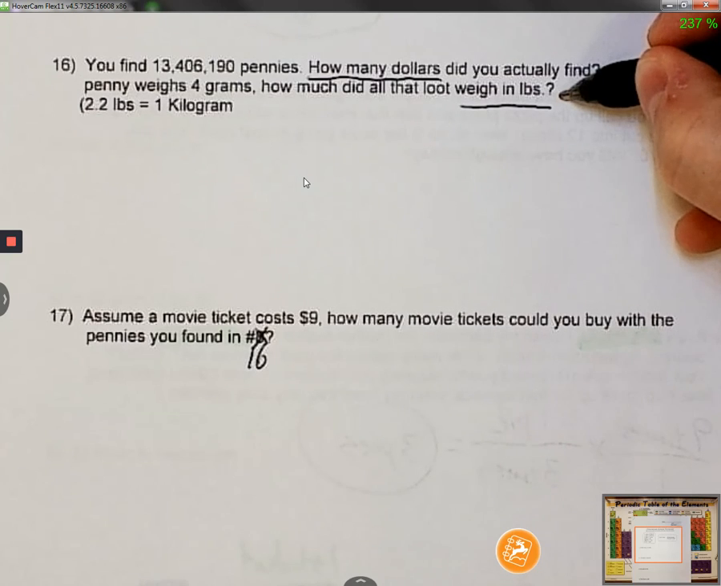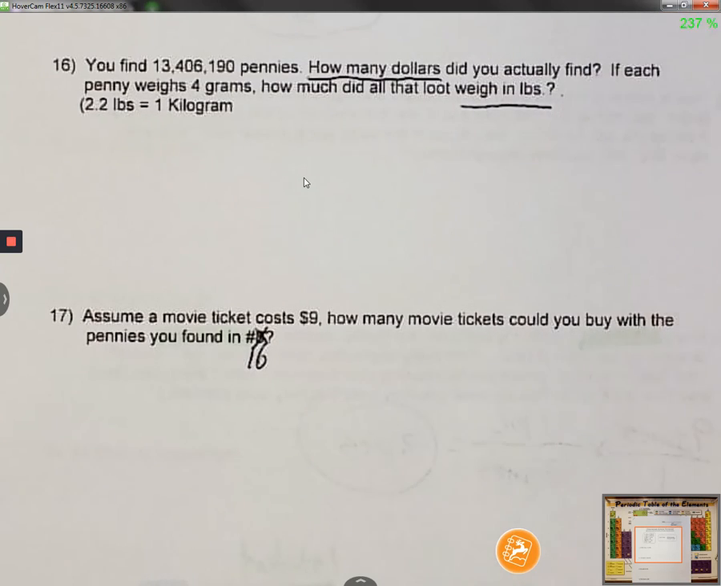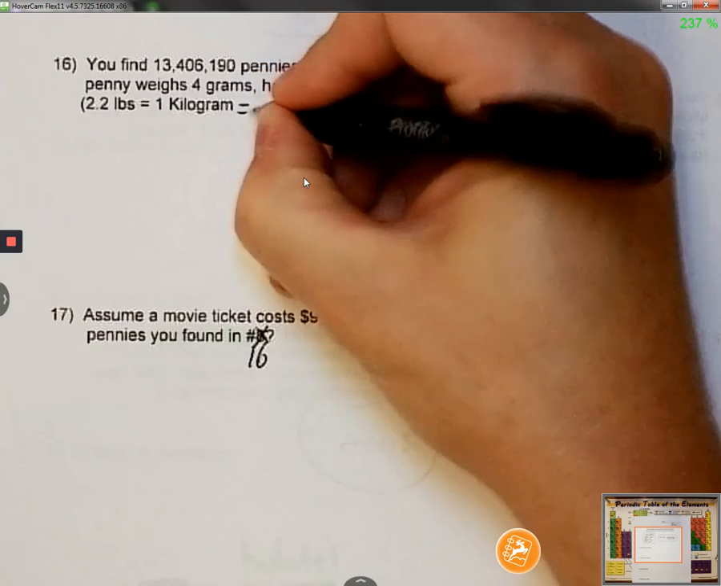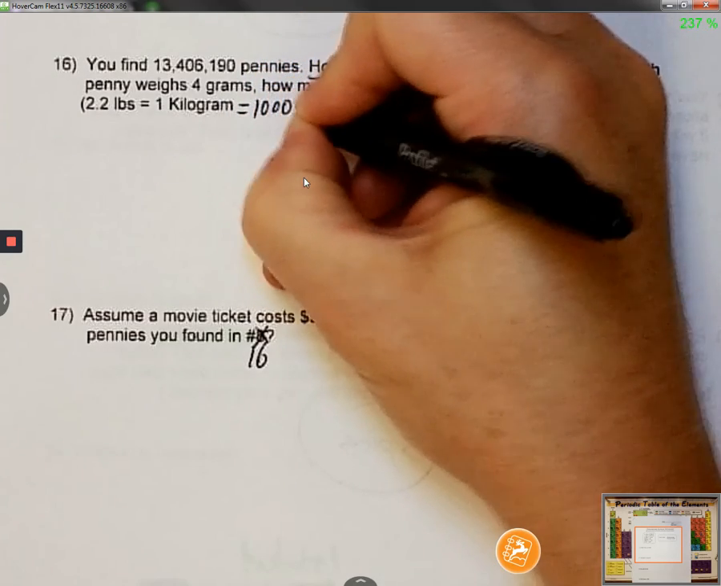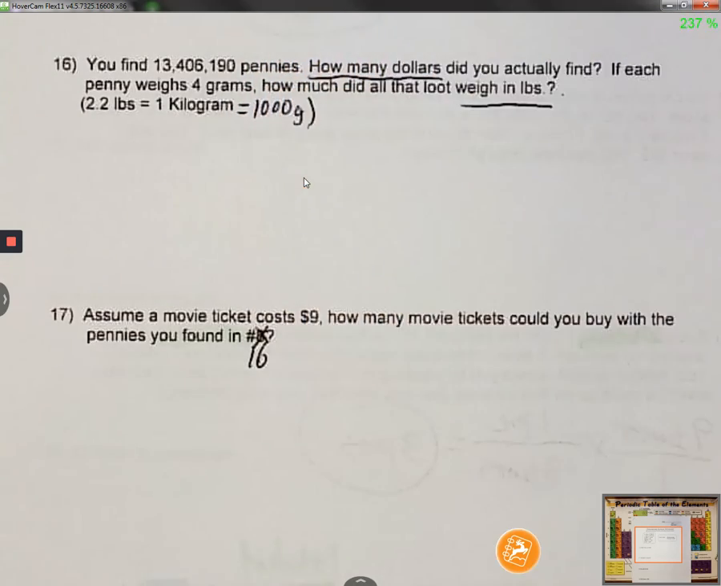One more thing you're going to want to know. 2.2 pounds equals 1 kilogram. 1 kilogram is also equal to 1,000 grams. So use that information however you'd like to use that information. At this time, find a partner or don't and work on 16. If you get done before everybody else, go ahead and work on 17. I'll wander around, and if you've got a question, I would be happy to see if I can help out.